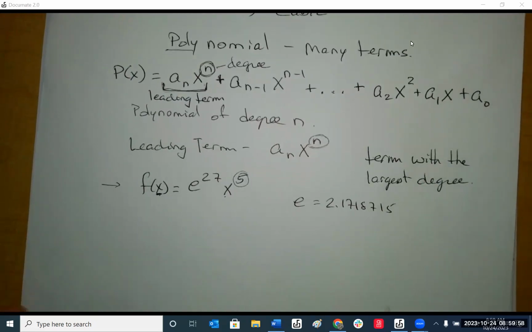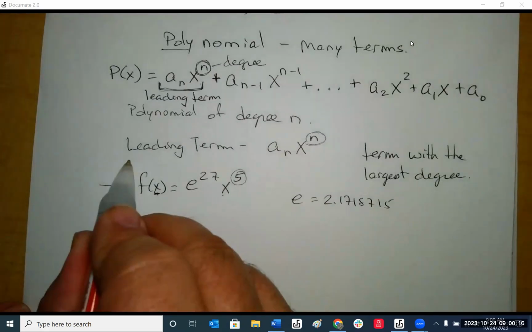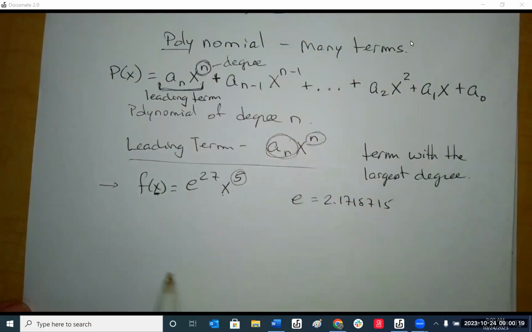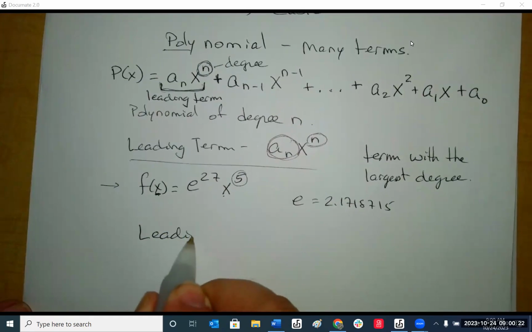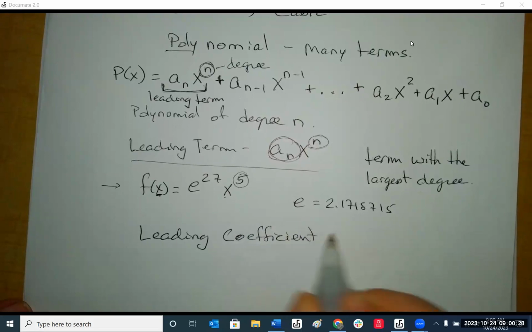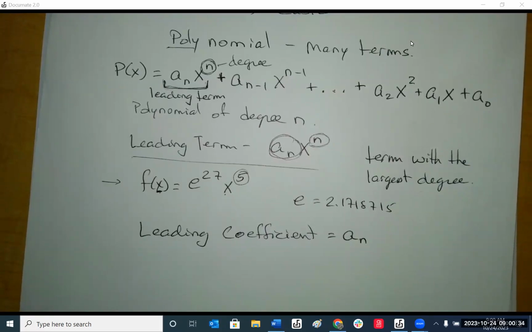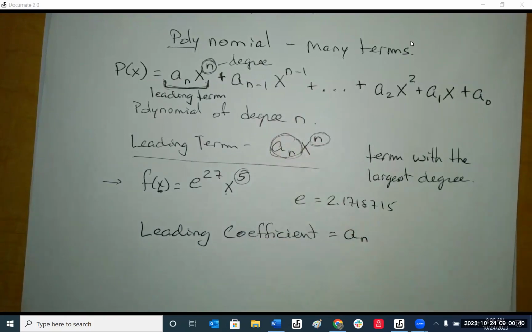So the leading term tells us a bunch. It tells us the shape of the curve. It tells us the type of graph we're going to have. And it tells us how many answers we can have. In the leading term, this part is called the leading coefficient. It's the number in front of x. It's not x, it's whatever number is in front of it. If there's nothing in front of it, it's a 1.